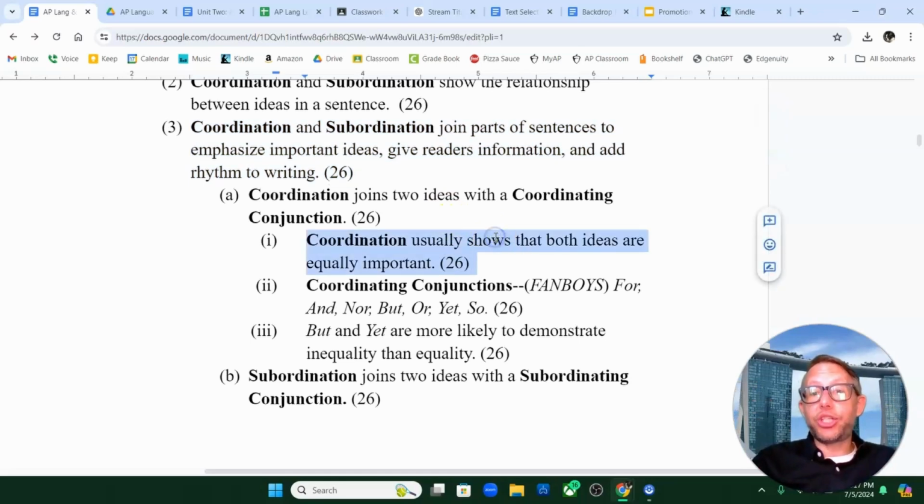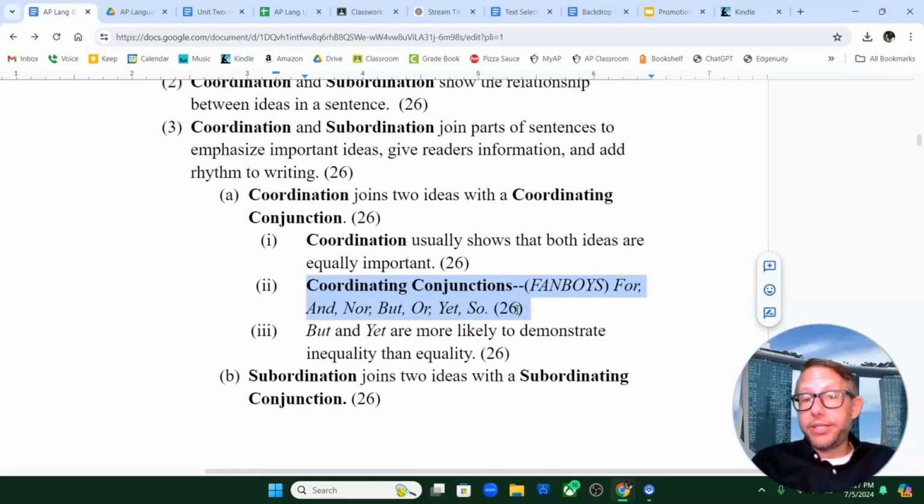This has a tendency to show that both ideas are equally important because, again, neither of them is subordinate. They're both of equal value. So that's sort of a construction that authors will use to say, here's this idea, I believe in them both equally, they're both equally valuable. And just to clarify furthermore, I know I mentioned these before, but to make your life a little bit easier, there they are. When we're talking about coordinating conjunctions, we're talking about the FANBOYS.